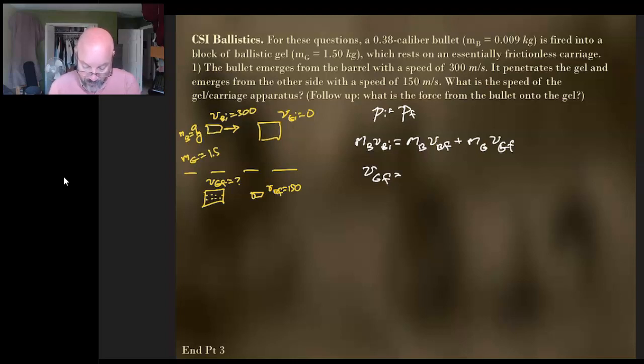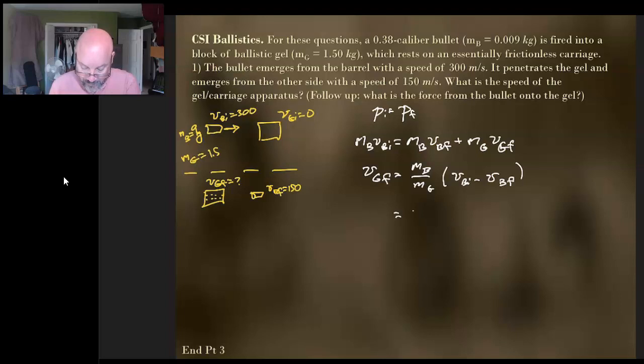We're going to end up here with MB over MG times VB initial minus VB final. Just like that. So let's throw some numbers in here.